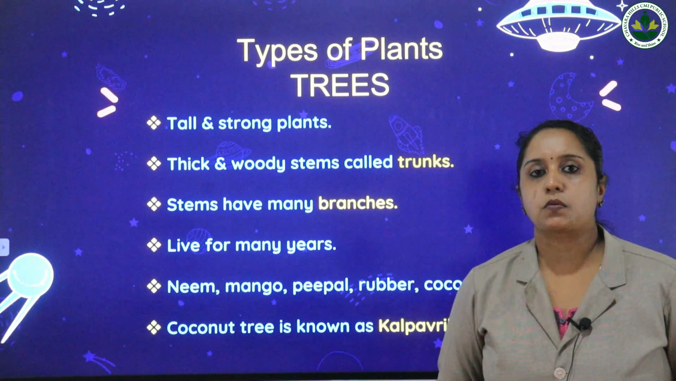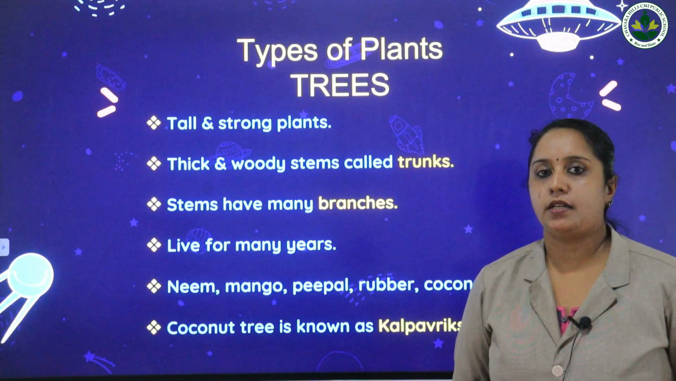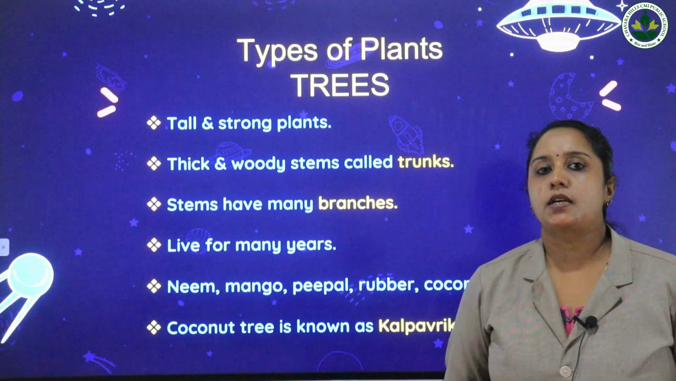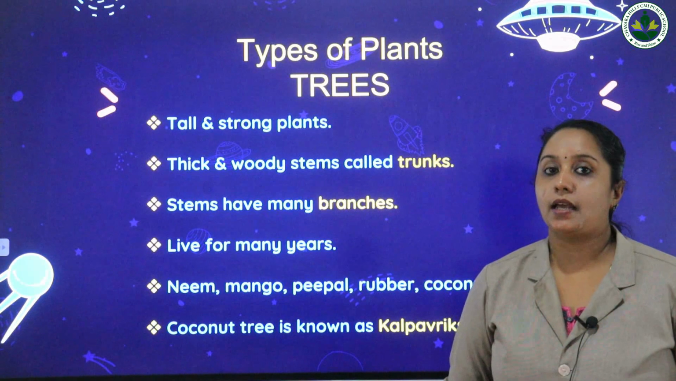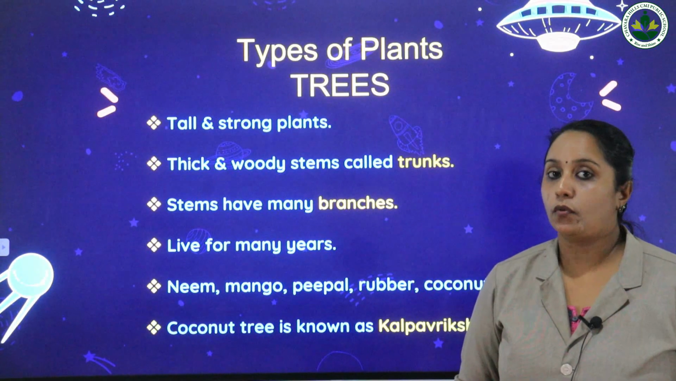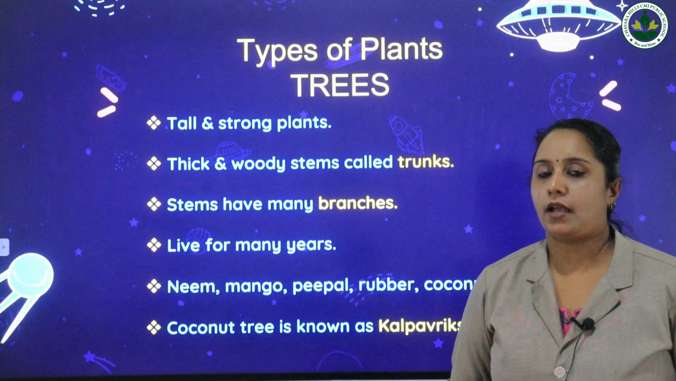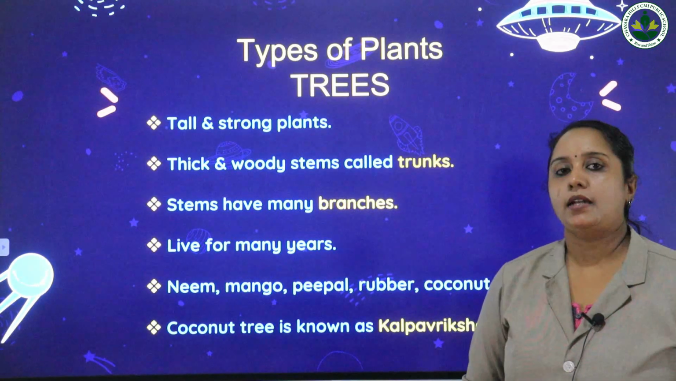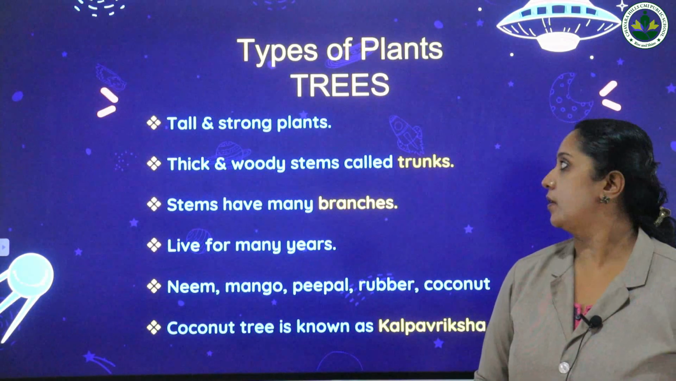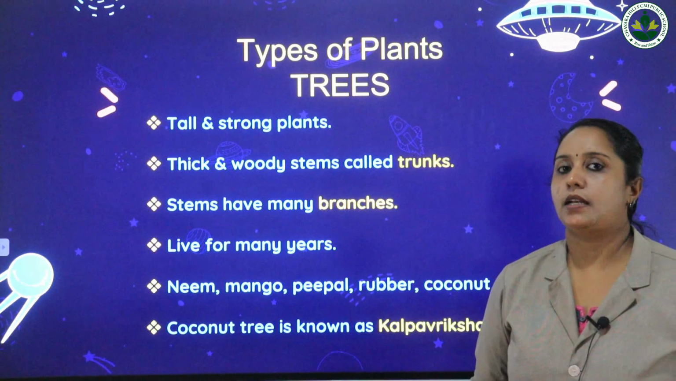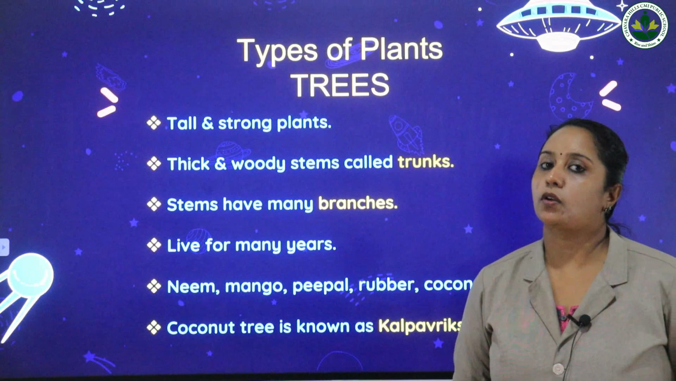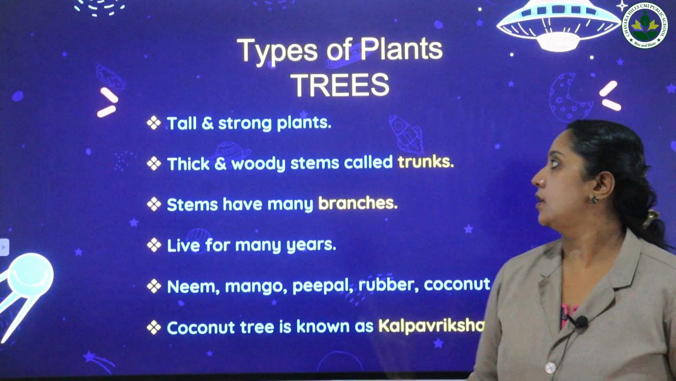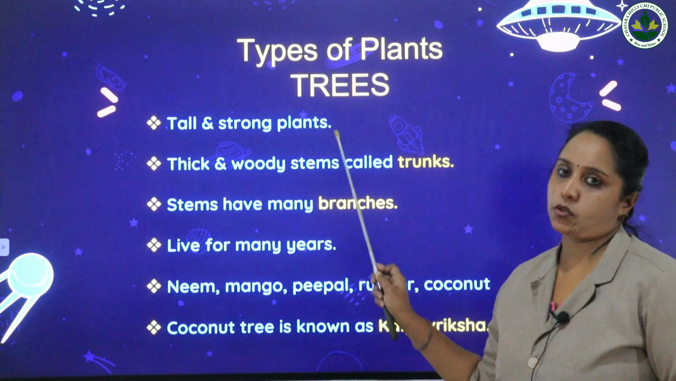Now tell me the examples for trees. Yes, mango tree, neem tree, peepal tree, rubber tree, etc. Now how do the stems of these trees appear? They are thick in nature, they are woody in nature, and then they have got a particular name. What is that? It is called trunks, and the stem has got a number of branches. Now what is the nature of trees? Are they short or tall? Yes, they are tall and they are strong. So they are tall and strong plants.